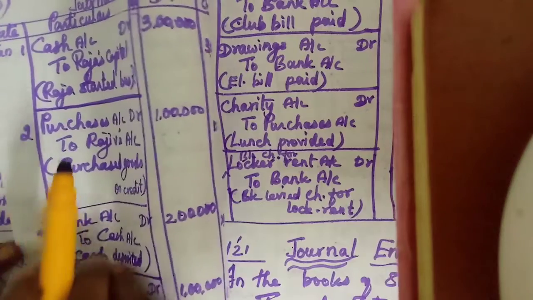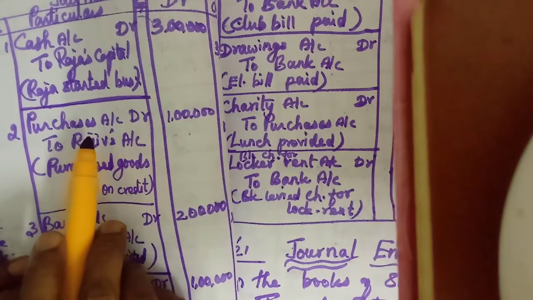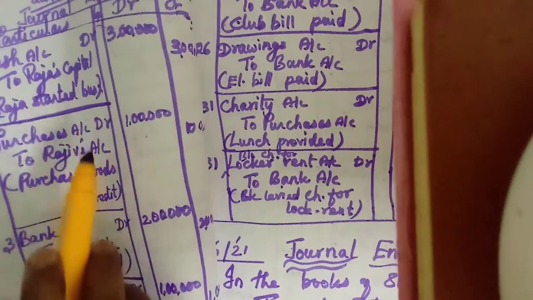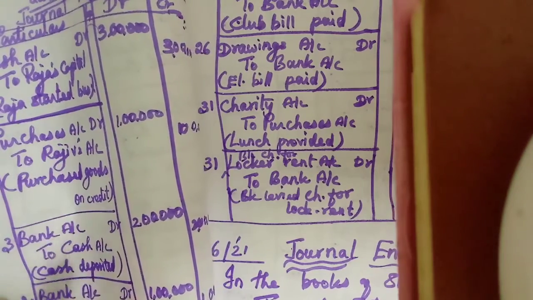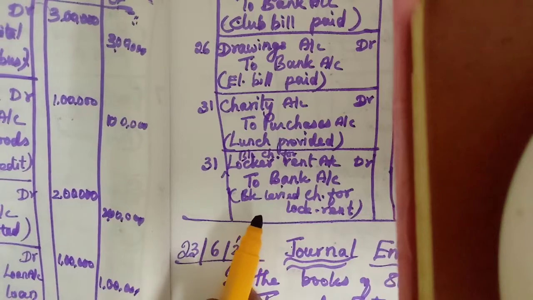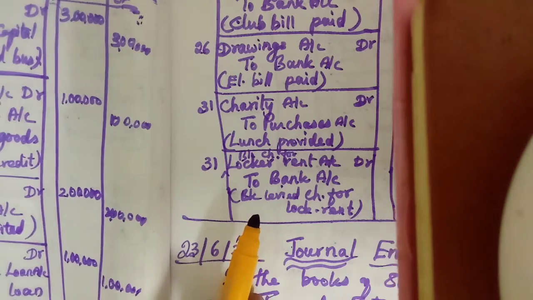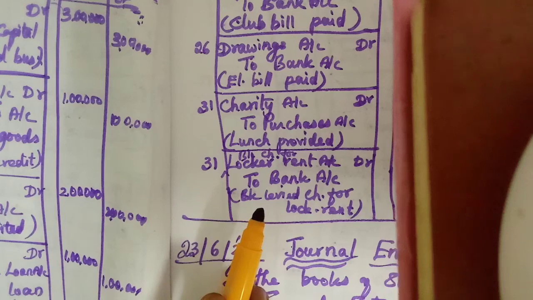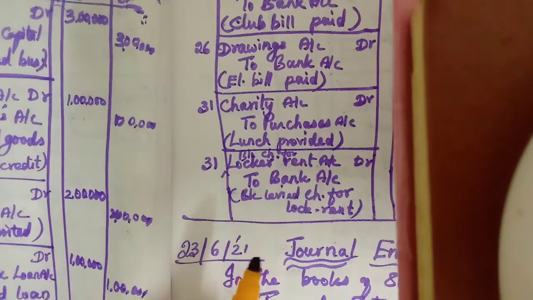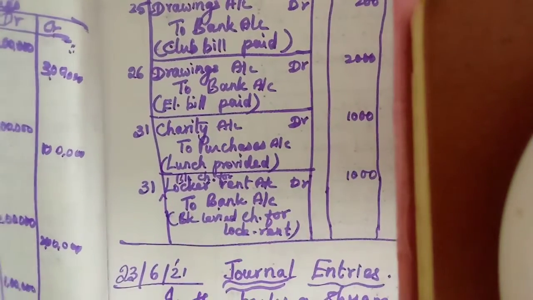Then what should we do? The next journal entry is purchases account, so we have to open the purchases account. Like this we have to post all the journal entries, per month or per day. In one day maybe around 50 transactions will take place, and everything has to be posted. That is called posting. I have explained that. Now we will see it in an illustration.